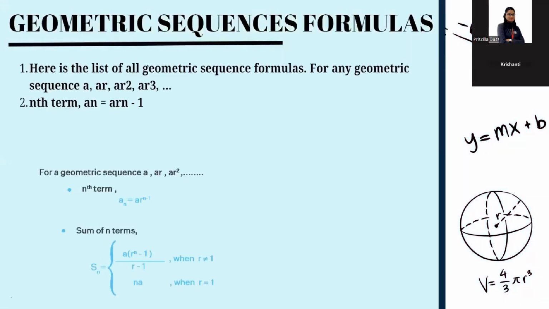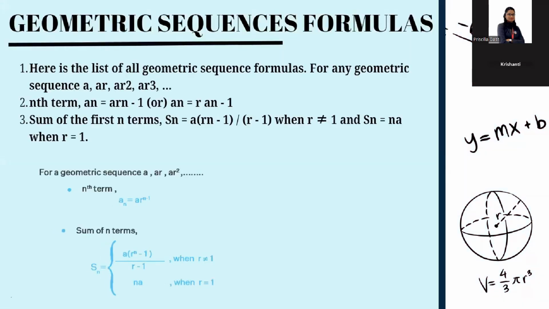So I'll proceed with the formulas of geometric sequences. When we see the sequence, we can label the terms a, ar, ar², ar³. The a is obviously the first term, then the next term is ar, and then ar², ar³.